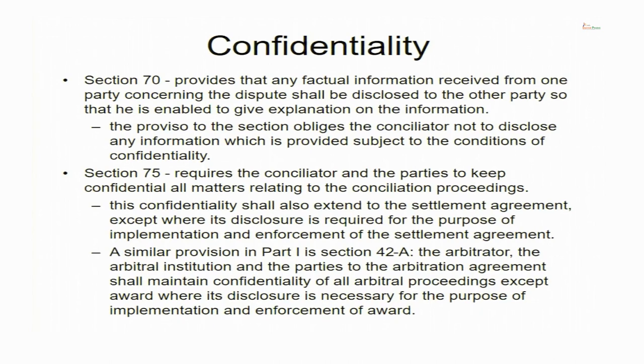Section 70 says, whatever factual information is received from one party by the conciliator, all that factual information shall be disclosed to the other party. This is an aspect of hearing, you remember. Whatever is said against me must be given to me, so that I am in a position to defend my case or rebut the evidence presented against me. So whatever factual information is provided to the conciliator by one party will have to be given to the other party so as to enable him to present his case meaningfully, so that he can explain that information.